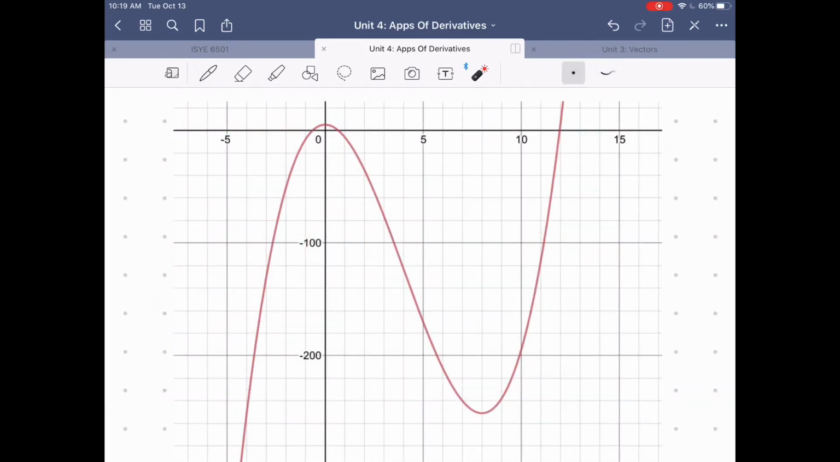So have a look at this graph and try to figure out if you can see where this is concave, where it is convex, and then just estimate where you think the point of inflection will be.